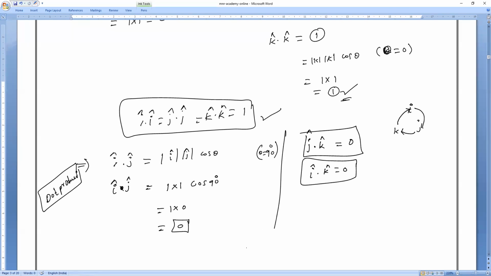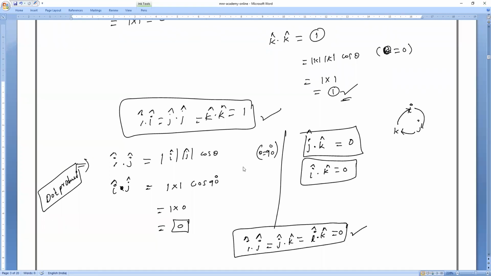So from that I can say I cap dot J cap is equal to J cap dot K cap, which is equal to, next one, I cap dot K cap, which is also equal to 0. Understood? Any doubt? Anybody can ask.